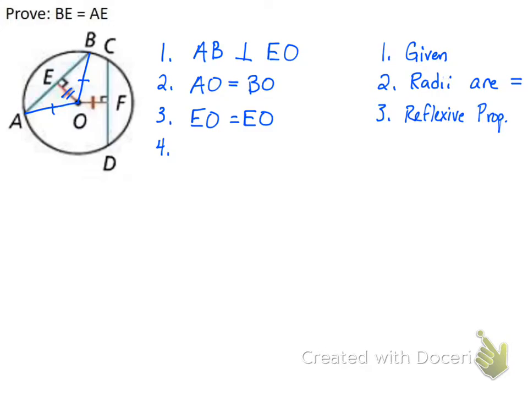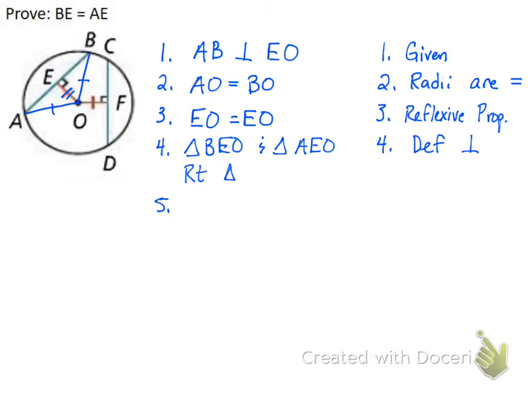So I want to say that the triangles are both right triangles. So triangle BEO and triangle AEO are right triangles. Again, the reason why I said they were right triangles and not equal to each other is because I want to use hypotenuse leg, because I have the hypotenuse and the leg equal to each other. And so again, this is going to be definition of perpendicular, because the reason why I know is because I'm given that AB and EO are perpendicular to each other.